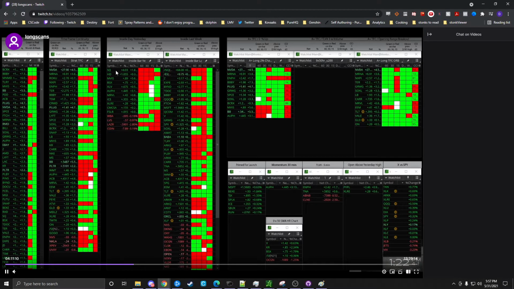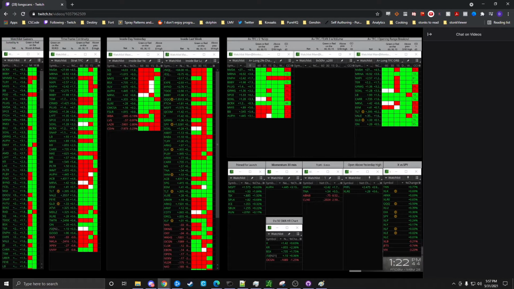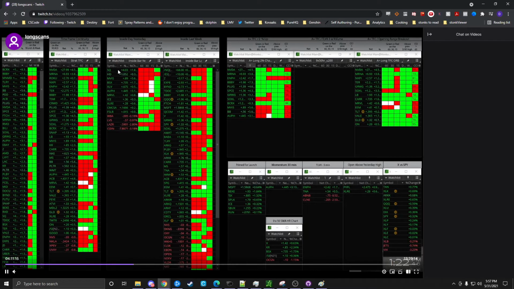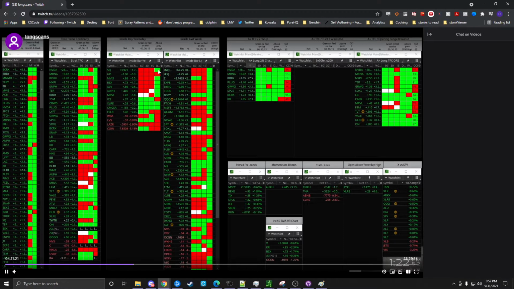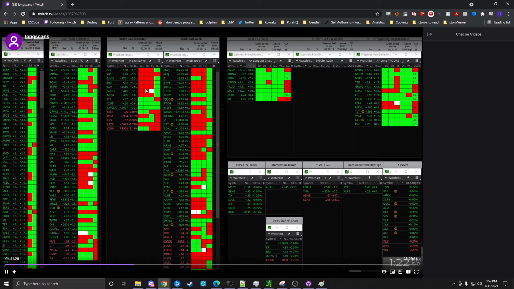So for example, SQ, it had an inside day Thursday. And as long as this is green, you will know that you have a 2 up that is in force, but you're red on these time frames. So you could just watch this scanner and see what's happening with these inside days. Or same with inside weeks.